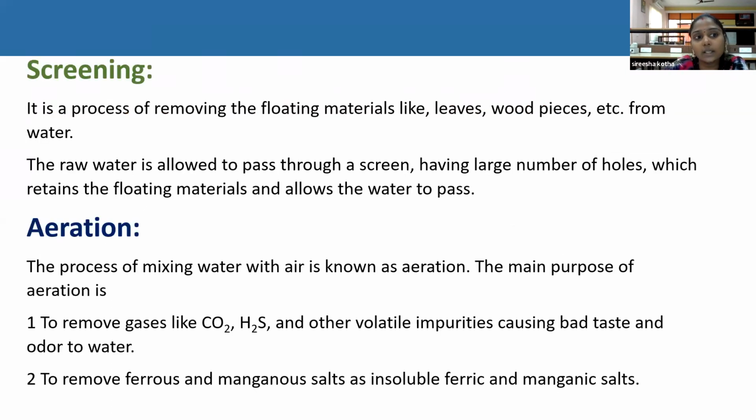Screening is a process of removing floating materials like leaves, wood pieces, etc. from water. The raw water is allowed to pass through a screen having a large number of holes, which retains the floating materials and allows the water to pass. First, we have to do screening. In this step, we can observe floating materials, those are leaves and wood pieces, that we remove by the screening effect.